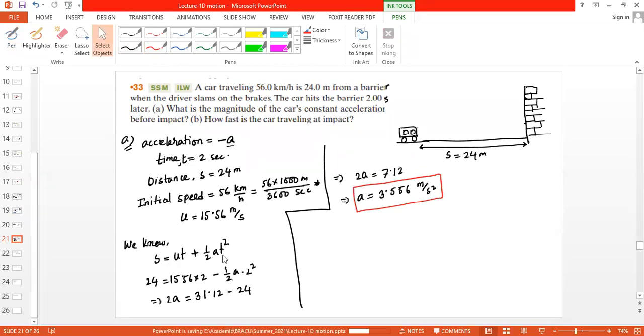And this part B, I want you to try part B. How fast the car was traveling at the impact? That means when the car hit the wall here, what was the velocity of the car then? After t equal to 2 seconds, the car is gonna hit the wall. So what is the velocity of the car when it hit the wall?